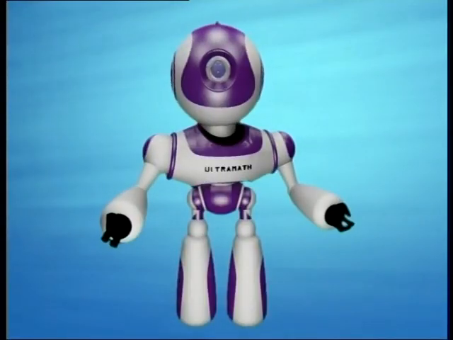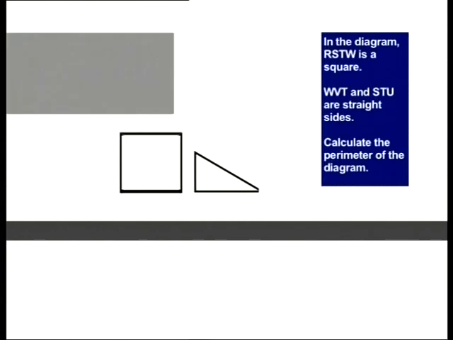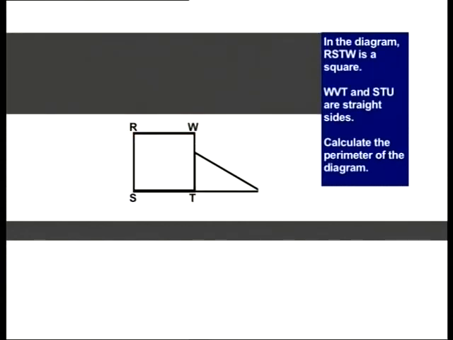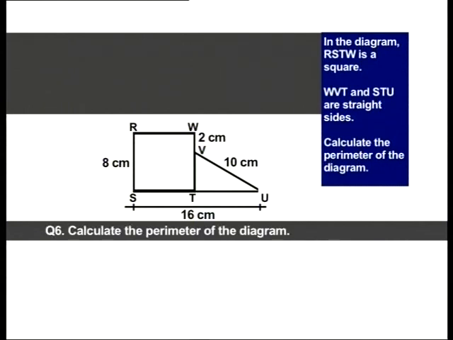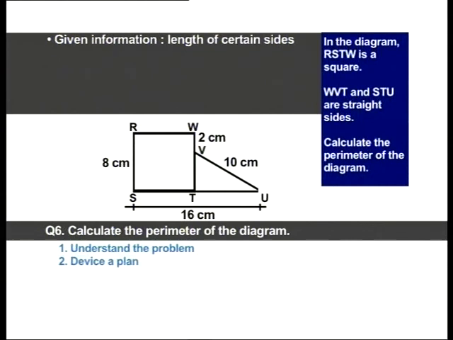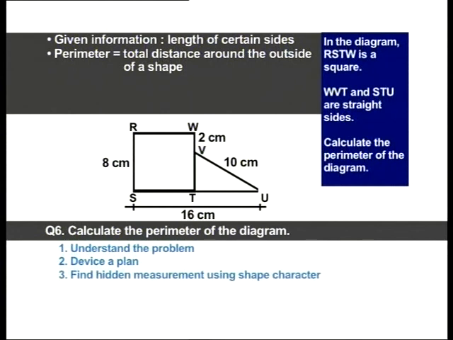Look at the diagram for Clone UPSR 2004 paper 2. In this diagram, RSTW is a square, WVT and STU are straight sides. Calculate the perimeter of the diagram. Understand the problem. There is some given information, which is the length of certain sides. Devise a plan to find the perimeter, which is the total distance around the outside of a shape. Find the hidden measurement with the help of the shape characteristic.